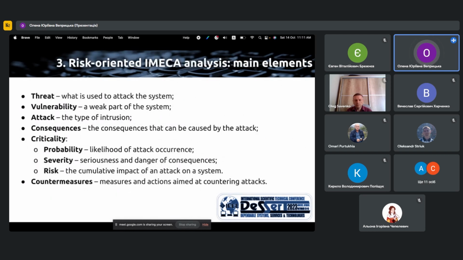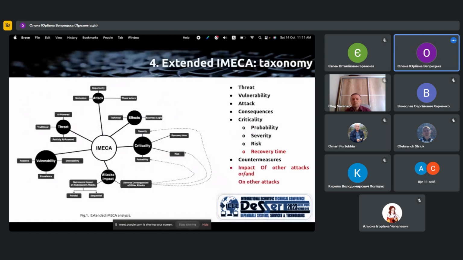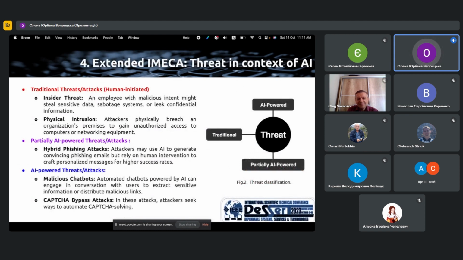Standard IMECA stands for Intrusion Modes Effects Criticality Analysis. It contains threats, what is used to attack the system; vulnerability, the weak part of the system; actual attack, the exploitation of vulnerability; consequences; criticality, which includes probability, risk, and severity; and countermeasures. In the advanced version, recovery time was added to evaluate criticality, along with a new property, impact of other attacks and on other attacks. Other parameters were detailed. Let's go through each one by one.